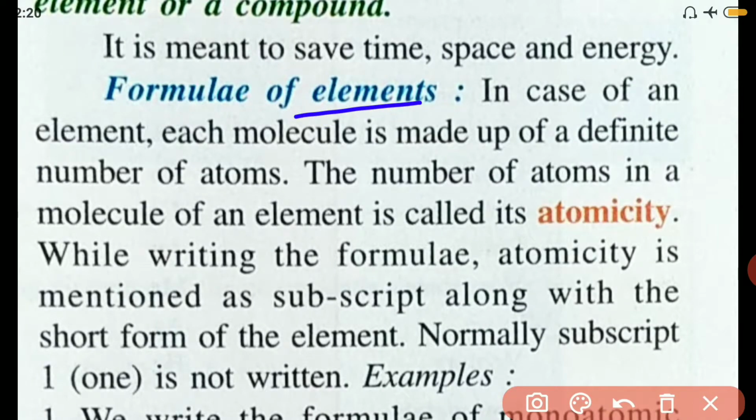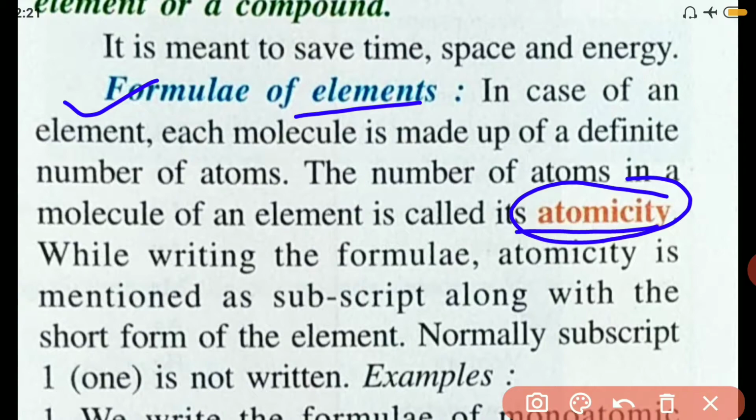So now, what will be the formula of elements? In case of an element, each molecule is made up of a definite number of atoms. The number of atoms in a molecule of an element is called its atomicity. Now, this atomicity has already been explained to you in the previous video. If you haven't watched that video, please watch it and then watch this video again.